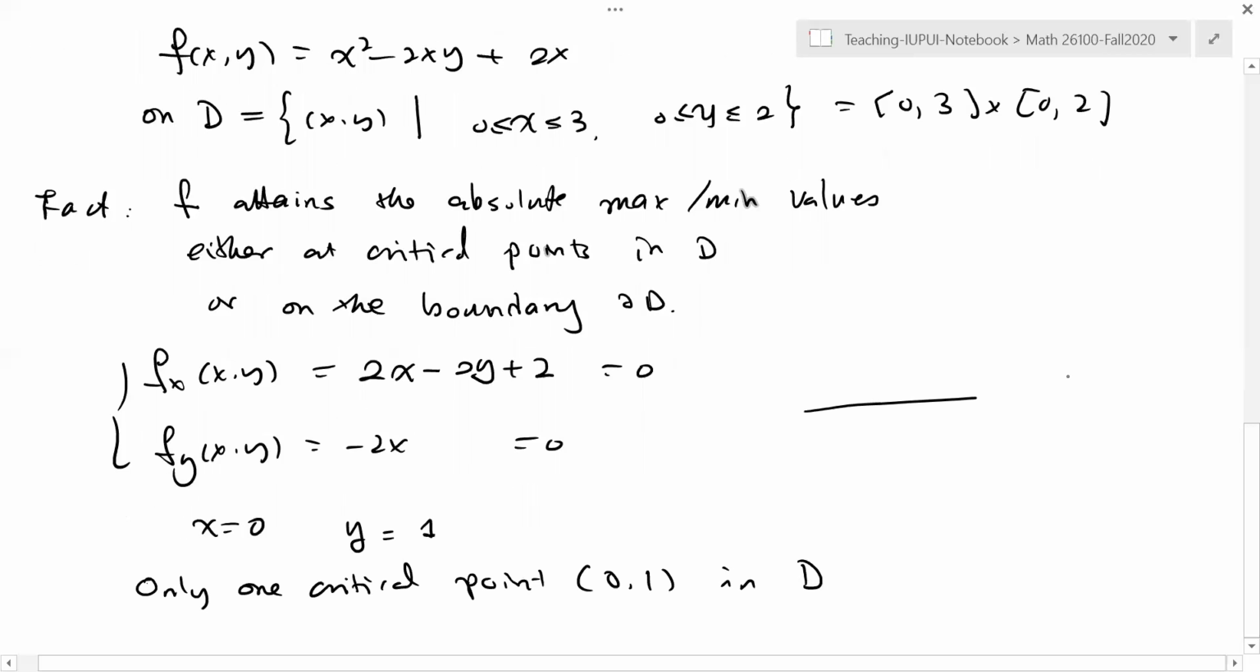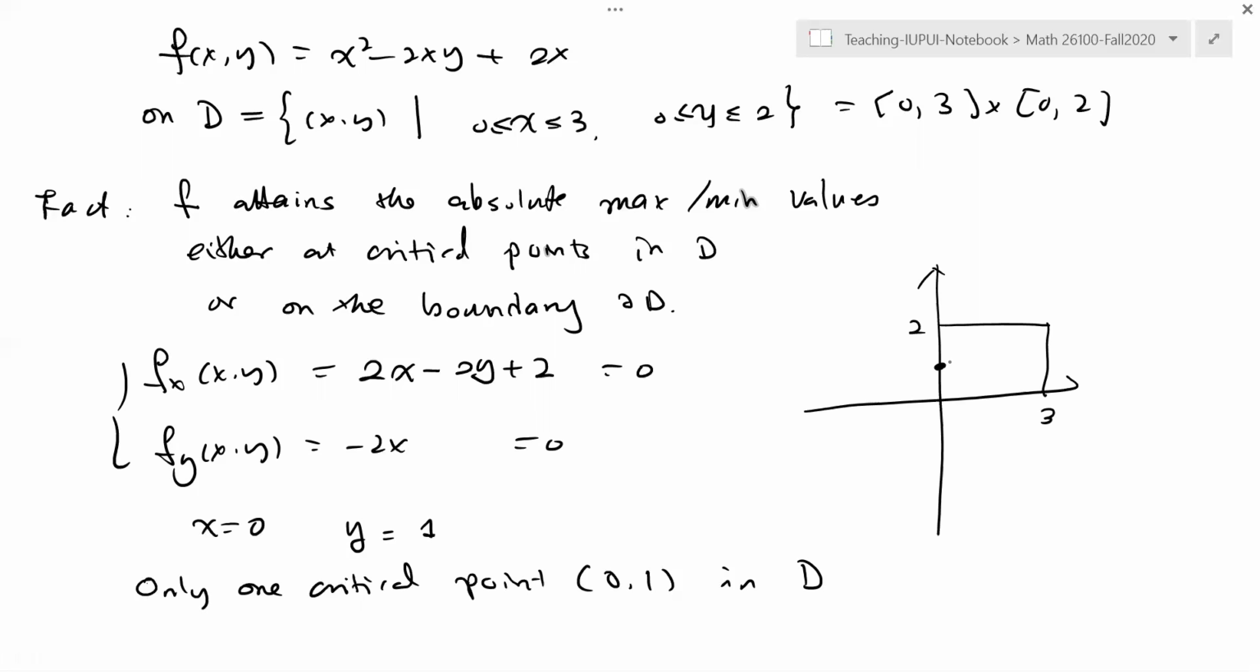Is it inside this domain? Let's draw it. This is 3, here's 2, and this is (0, 1). It's not inside, it's on the boundary. So there's no critical point inside the domain. So all you need to do is just focus on the function on the boundary.